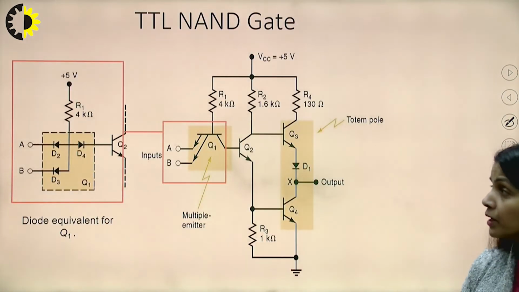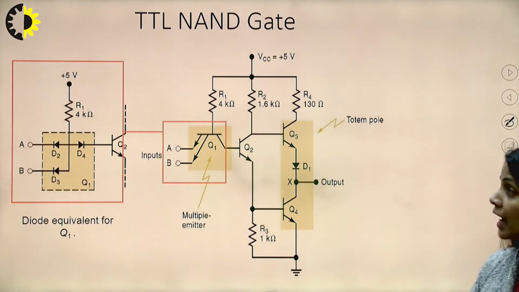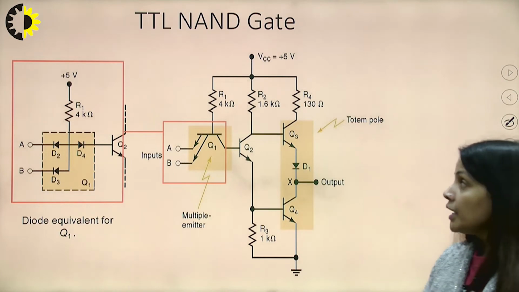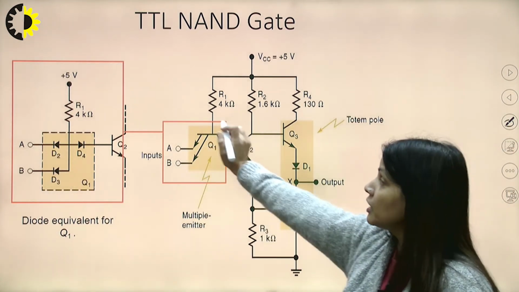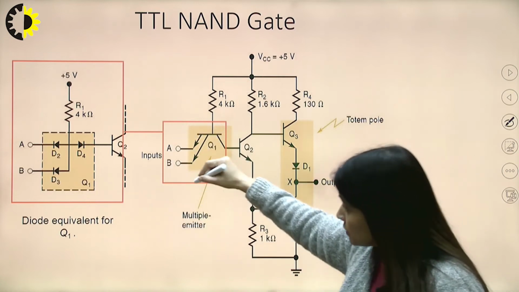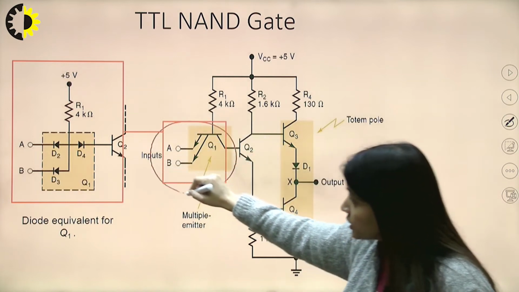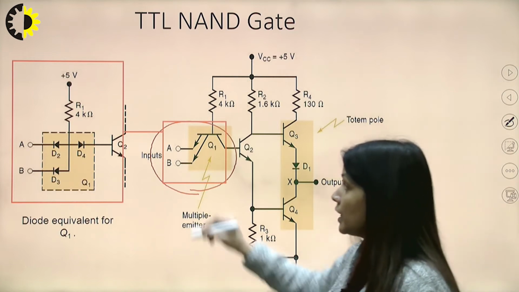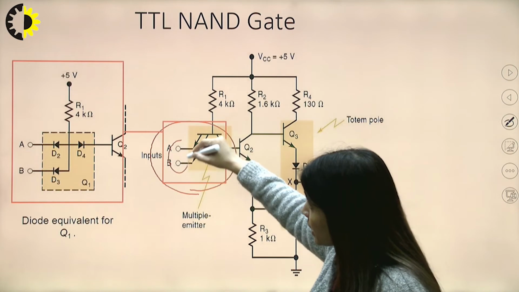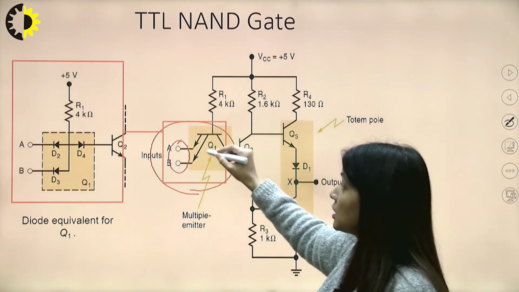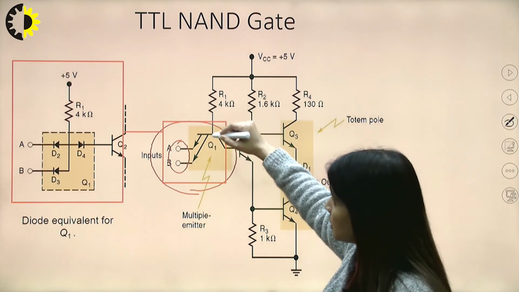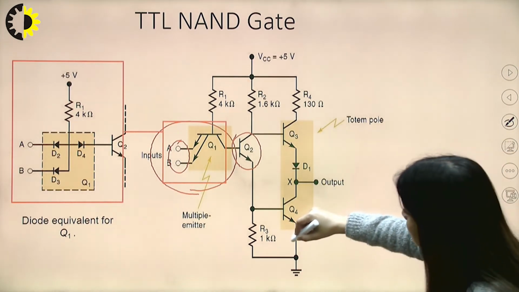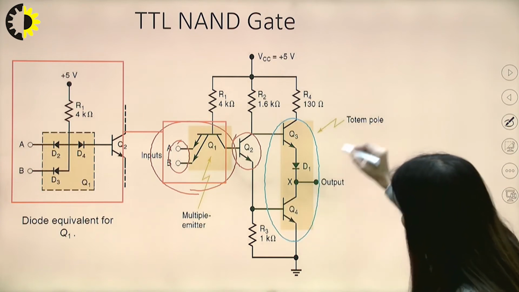Now another important part: this is an example of the transistor logic of a NAND gate. Here we use a multiple emitter transistor in this circuit. This is a multiple input transistor, a kind of NPN transistor, having two inputs A and B, and these two inputs go to the transistor Q1. The collector of Q1 is connected to Q2, and Q3 and Q4 are known as the totem pole.